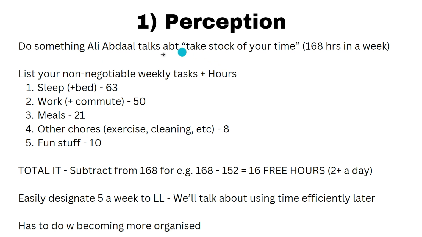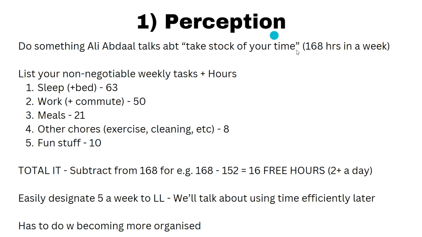So the first thing we're going to do is actually take stock of how much time we have. This is something Ali Abdaal, he's kind of like a famous productivity YouTuber, you probably heard of him. If you haven't, I'd highly recommend you check his channel out. But basically he talks about taking stock of your time, actually seeing what you spend your time on. And this is really good for freeing up time and basically planning your week out and being organized.